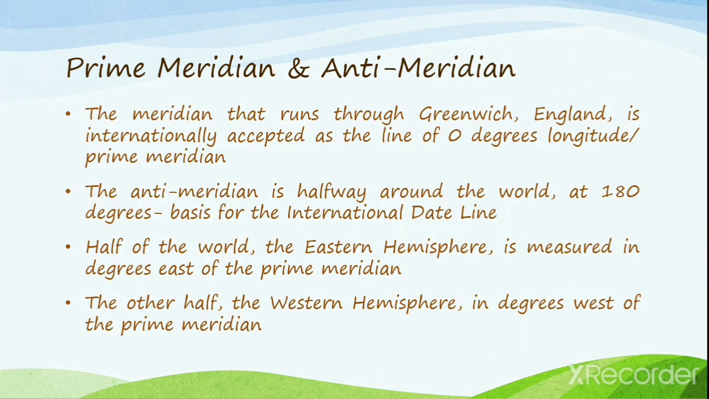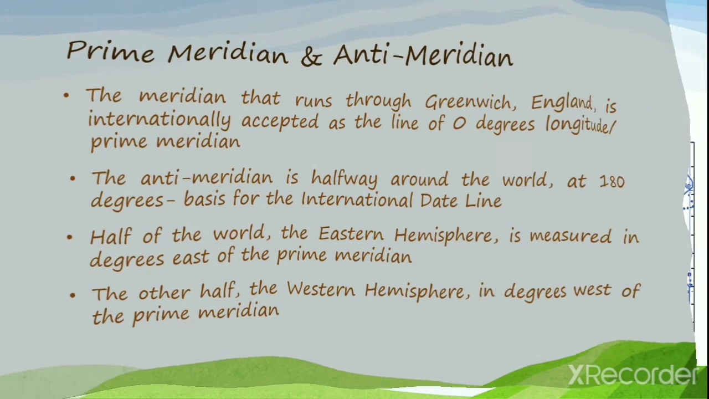The anti-meridian is halfway around the world, which is found at 180 degrees. This is considered as the basis for knowing the international dateline. Half of the world is the eastern hemisphere, which is measured in degrees east of the prime meridian. The other half is the western hemisphere, which is measured in degrees west of the prime meridian.